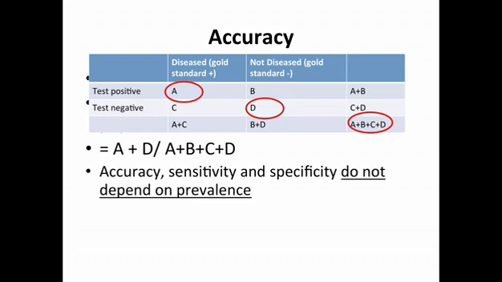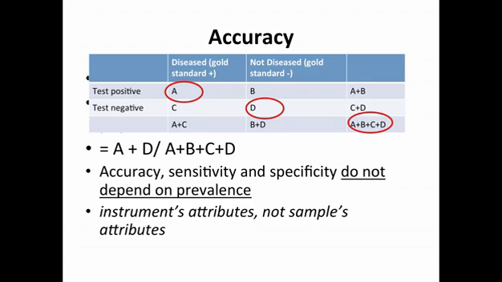At this stage, it's important to note that all the three values, accuracy, sensitivity, and specificity, do not depend on prevalence. In other words, these are the attributes of the diagnostic instrument, not of the sample on which the instrument is tested.